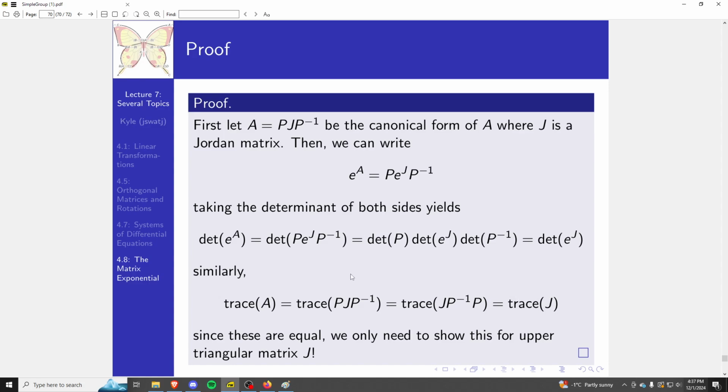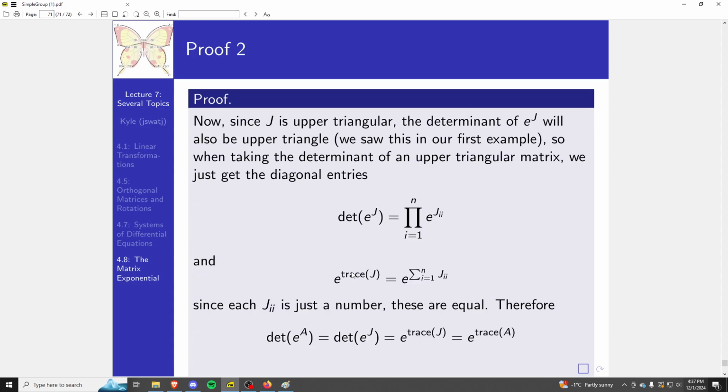And well, if the determinant of e to the A is the same as the determinant of e to the J, and the trace of A is the same as the trace of J, then if we can show that the result holds for these two, it's going to hold for A because they're exactly the same values. And so that's exactly what we do.